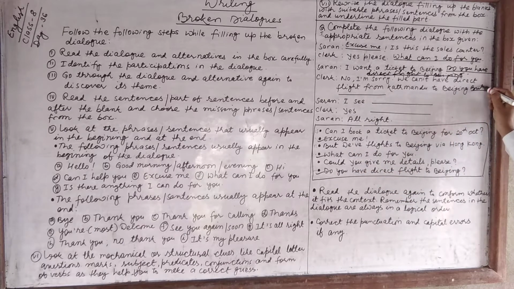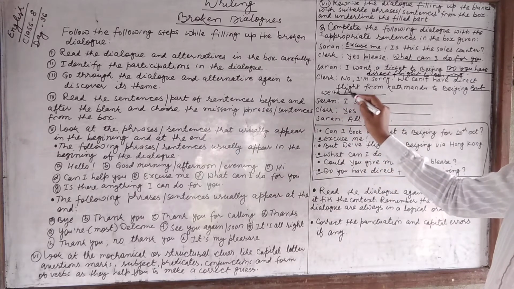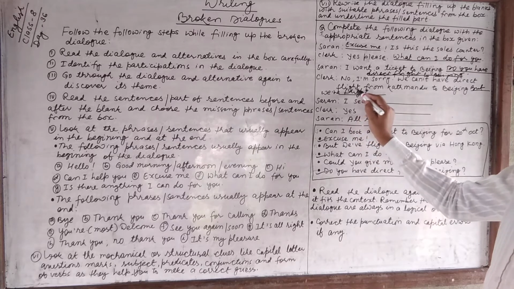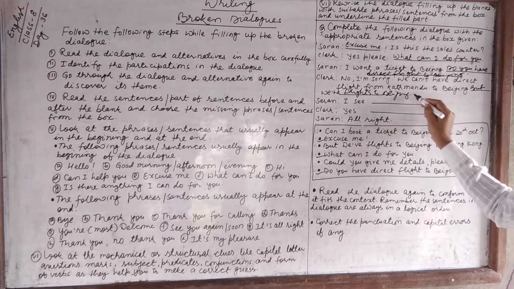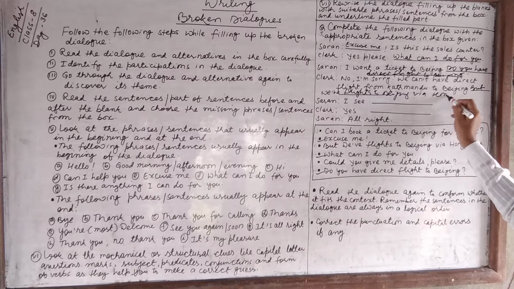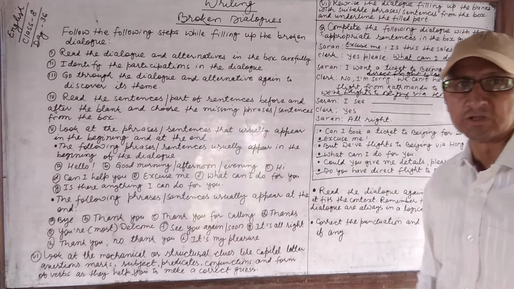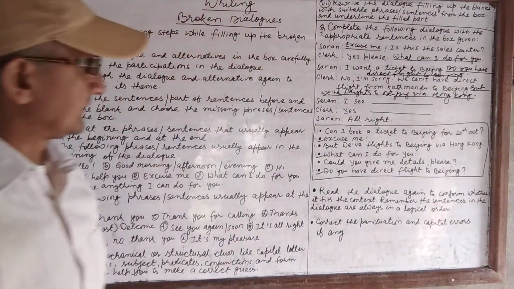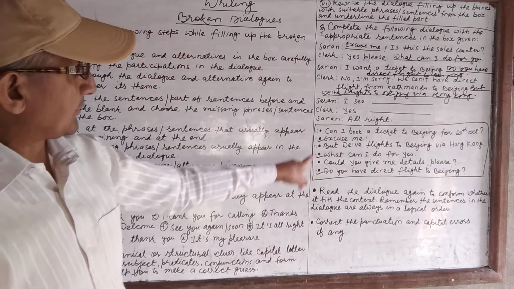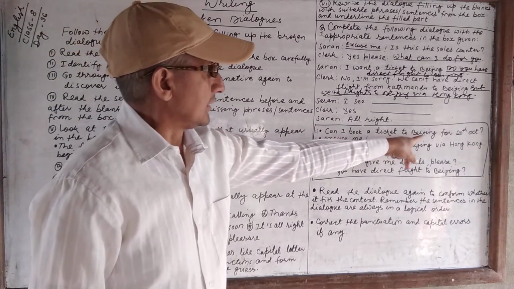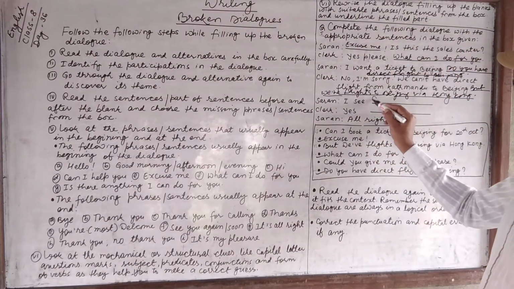But we have flight to Beijing, yeah, Hong Kong. So this is the suitable sentence for this blank. Okay? And after this one, okay, can I book a ticket to Beijing for 20th October? This is the suitable sentence for this blank.